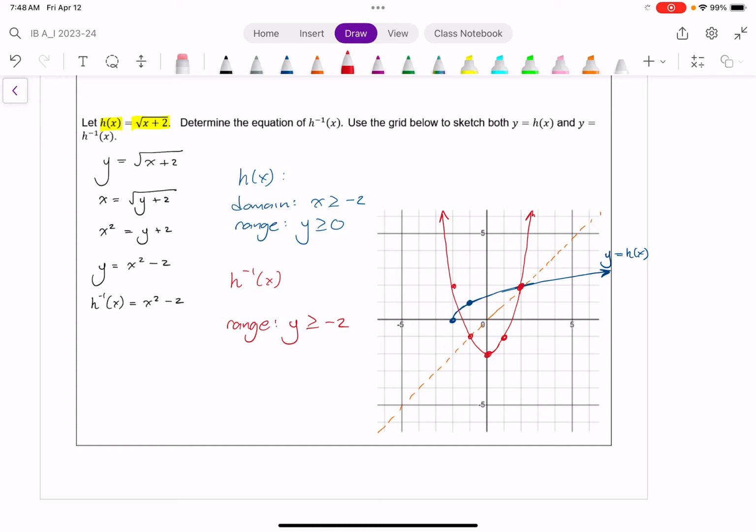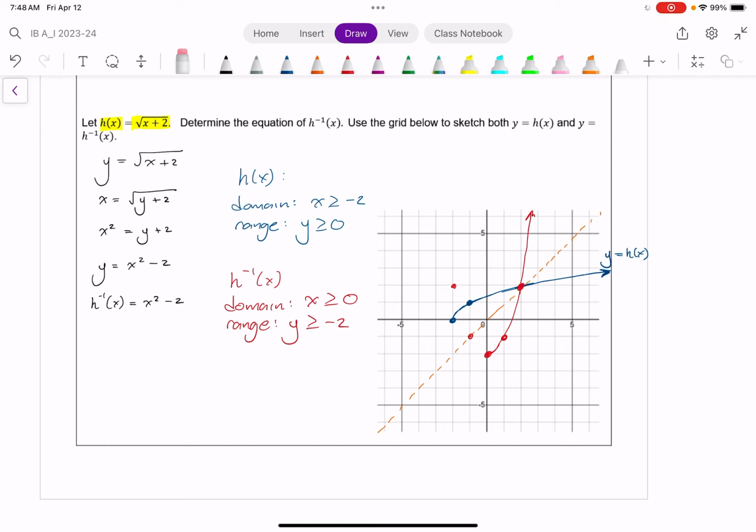Well, that's still what I see. If you look at the graph in red, which I said is partially wrong, it still has a range of y is greater than or equal to negative 2. However, if I look at the range of h of x, which is y must be greater than or equal to 0, that means the domain of its inverse must be x is greater than or equal to 0. And that's what's wrong with my graph. My graph should only be the right half of the parabola. It should only be the part of the parabola where x is greater than or equal to 0.